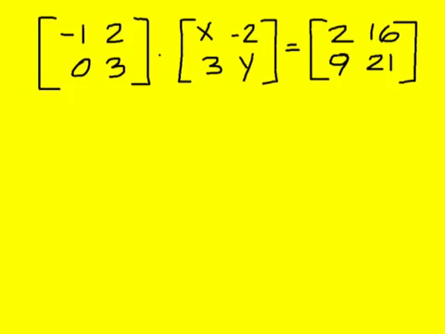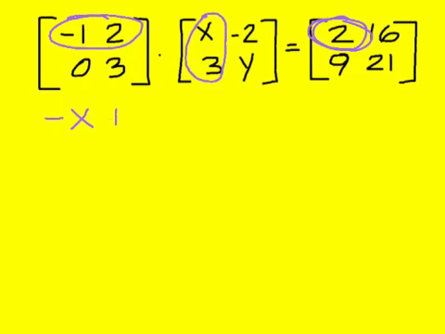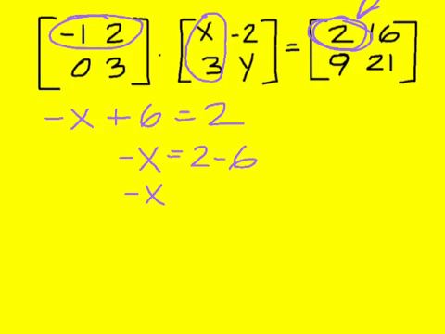Example problem number 2. In this case, we need to pick up this x. So we can use this row, that column, and it would match up with this number. Most common mistake is using the wrong number in the answer matrix. So we would end up with a negative x plus 6 equals 2 when you multiply that row by that column. And of course we're using this as the answer. So negative x equals 2 minus 6. That's a negative 4. Clearly the answer would have to be 4.